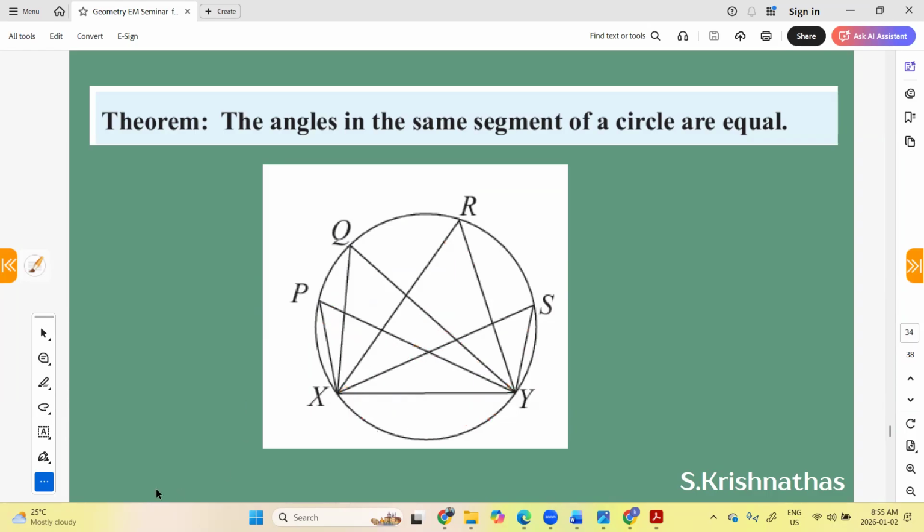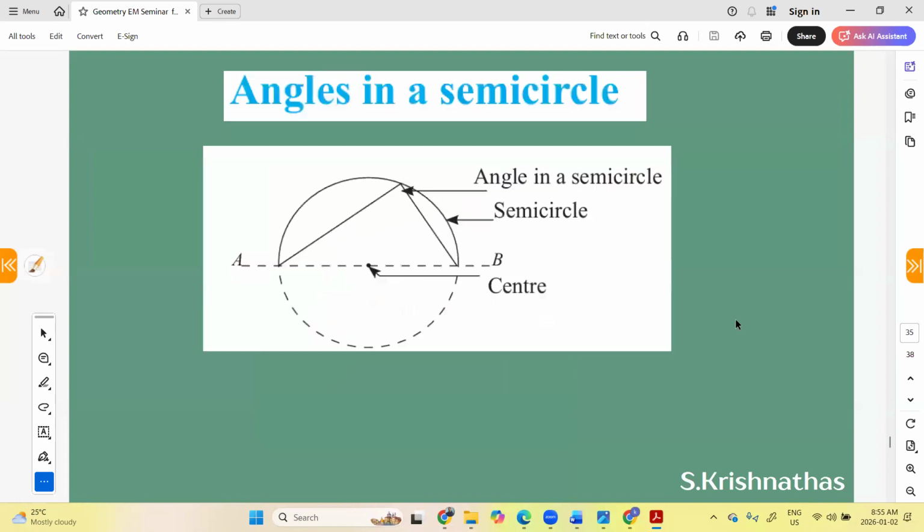Right, next. Angles in the semicircle. Students, this is the semicircle. This is the other part of the circle. So here, this one is the angle subtended at the semicircle. Here, angles in the semicircle. Okay, right.